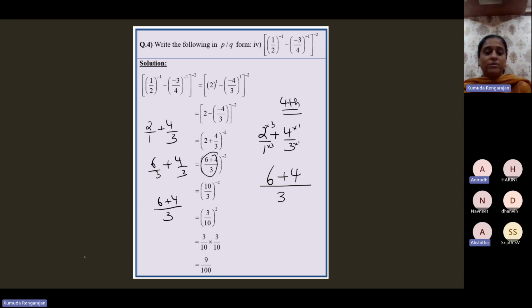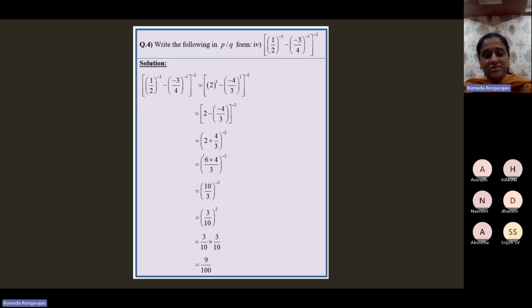Okay, no problem. This is LCM. If you think you need one more step to do this, you can take it. This is just LCM. 2 means 2 by 1. LCM of 1 and 3 is 3. So, yeah. Okay, ma'am.